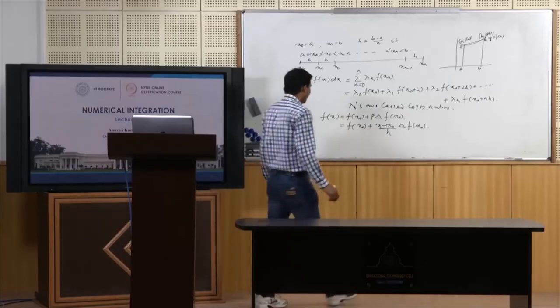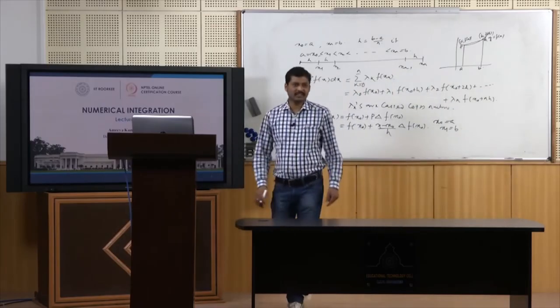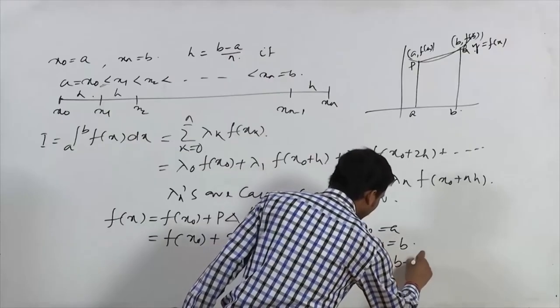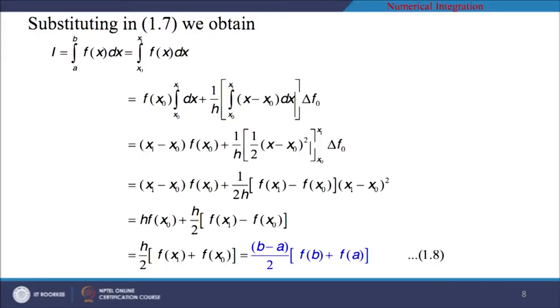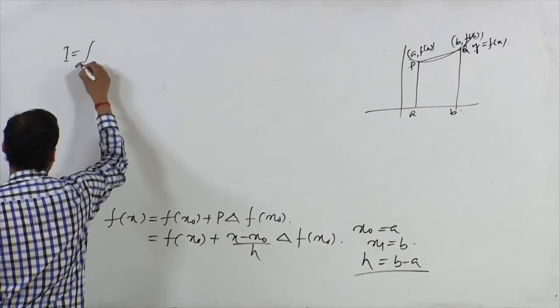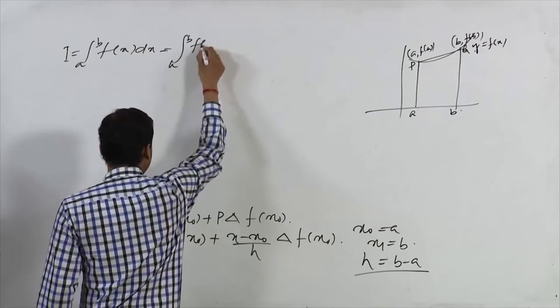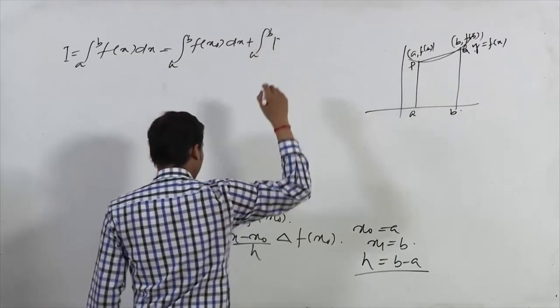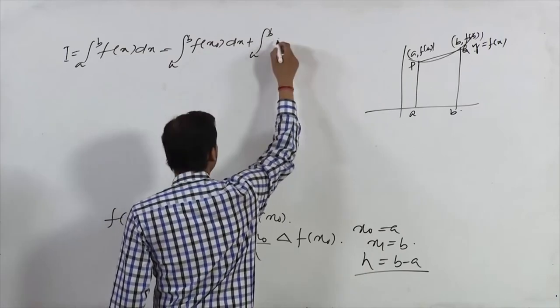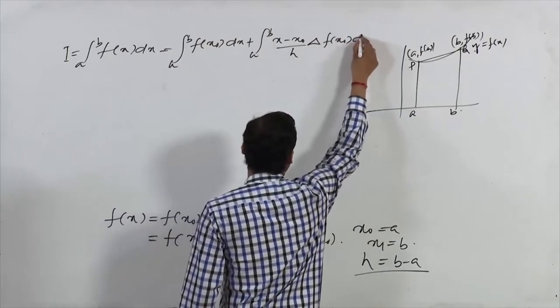where we write x0 = a and x1 = b, and the step size h is defined as h = b − a. Then if we integrate this function over the range a to b, the integral I can be written as the integral from a to b of f(x) dx, which equals the integral from a to b of f(x0) dx plus the integral from a to b of ((x − x0)/h) Δf(x0) dx.